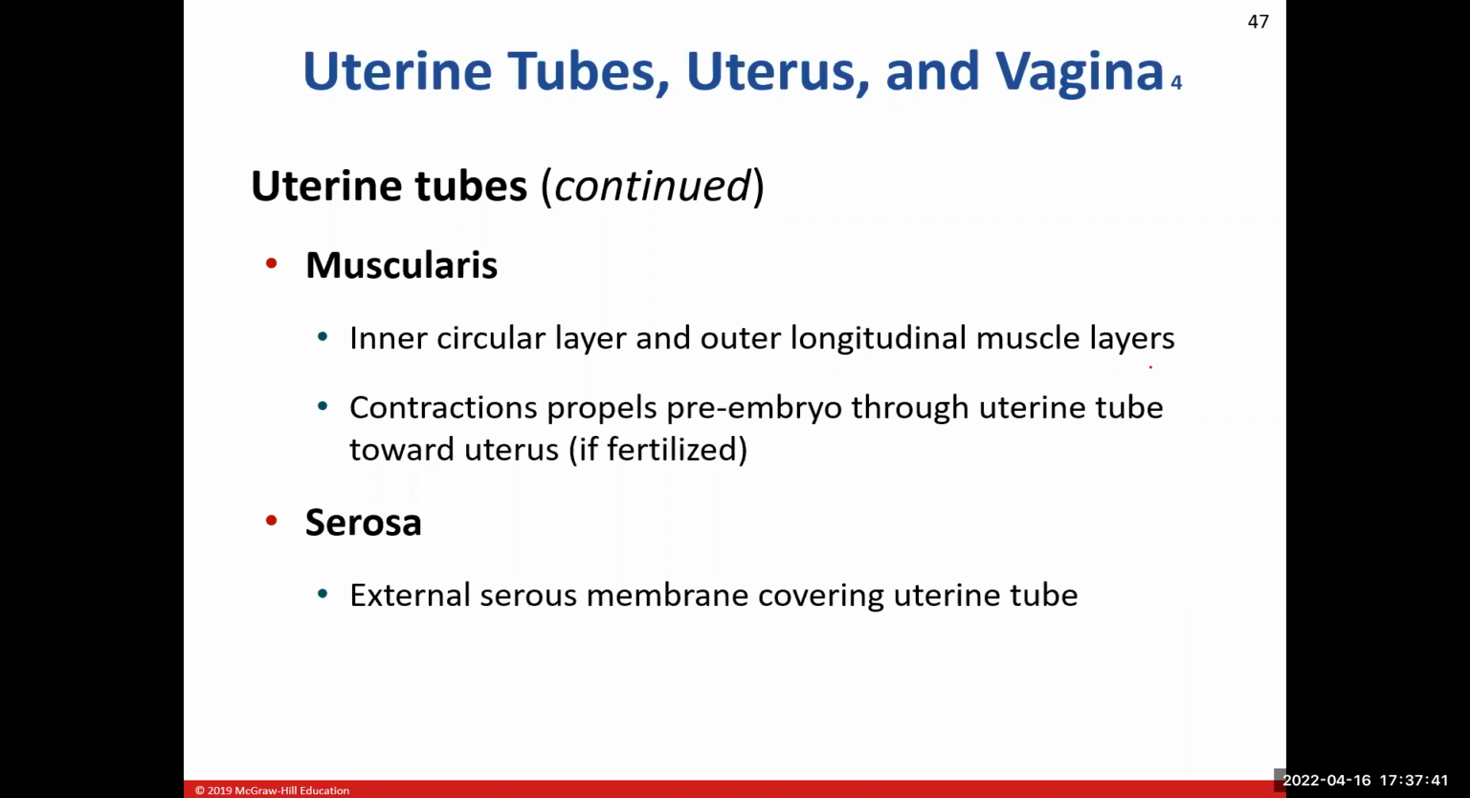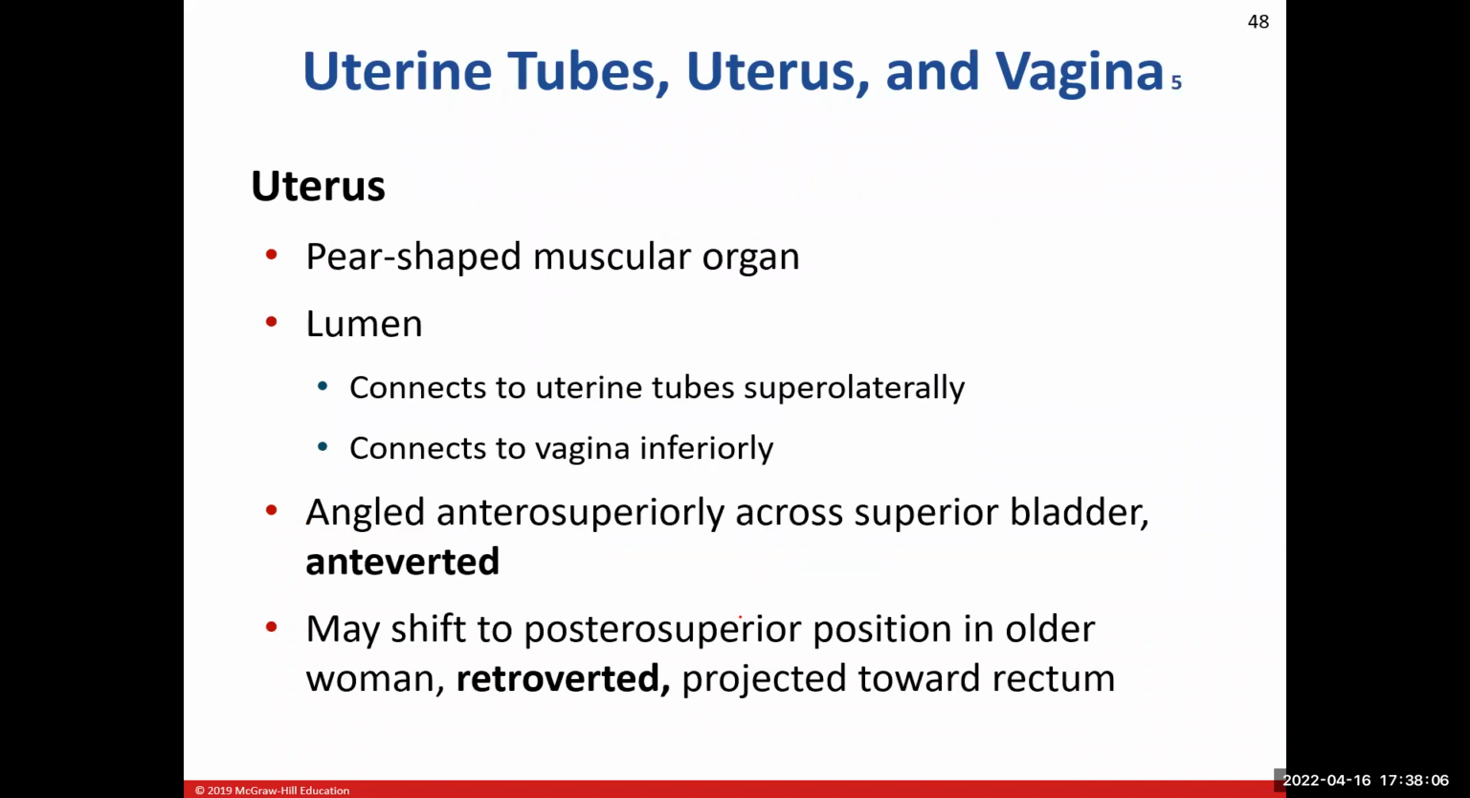These smooth muscles will contract and relax, and these contractions will help again to move our preembryo through that uterine tube towards the uterus, in addition to the cilia sweeping and moving it in that direction. Then our outermost layer, the serosa. Since it's called serosa, then we know that the serous membrane is going to be covering our uterine tube there.